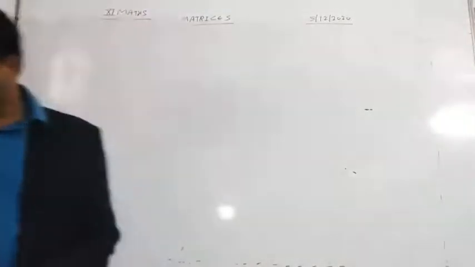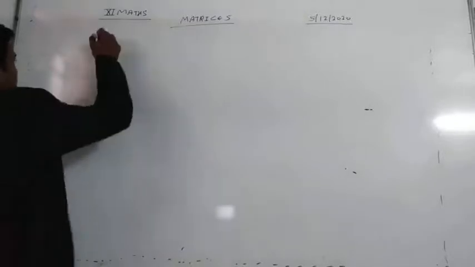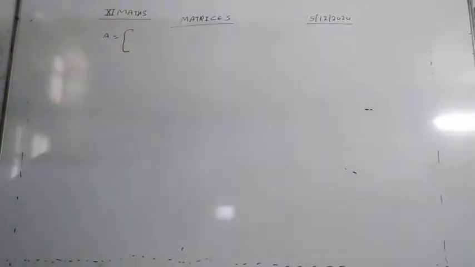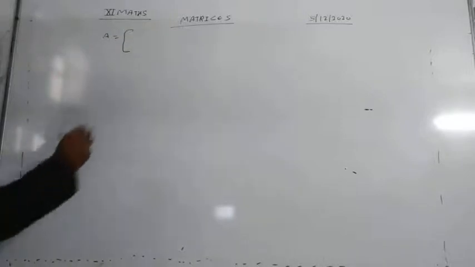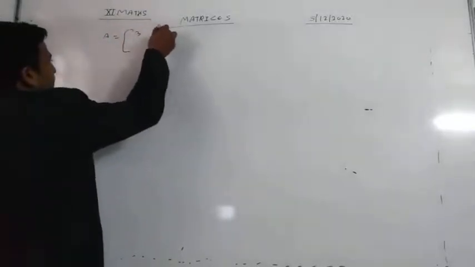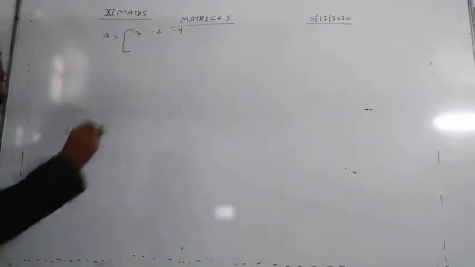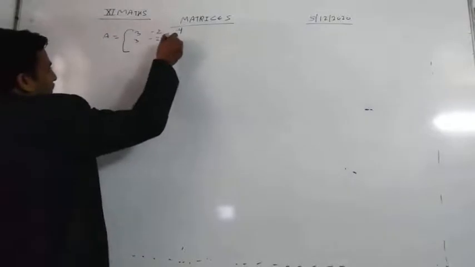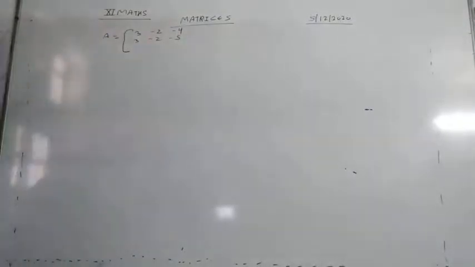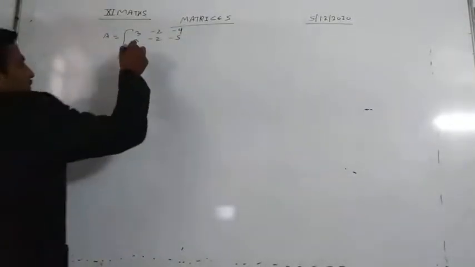The next question is: express the following matrix as the sum of a symmetric and a skew symmetric matrix. The given matrix A is 3, minus 2, minus 4, 3, minus 2, minus 4, and 3, minus 2, minus 5, minus 2, minus 5, minus 1, 1, 2.